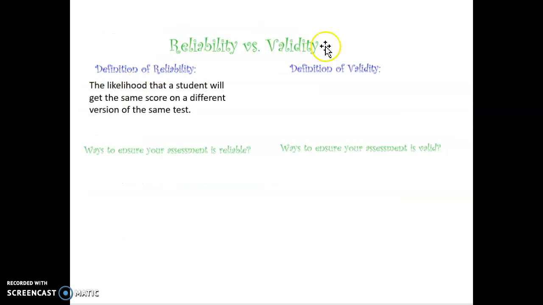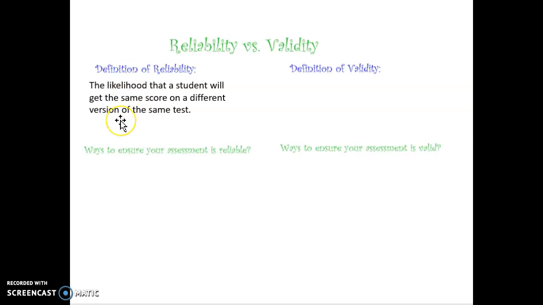Okay, another thing that's really important is reliability and validity. And I think you have probably heard a student say in the past, or been a student that said in the past, oh my gosh, I can't believe that question was on the test. We've never done anything like that before. So here is where we're going to talk about this.